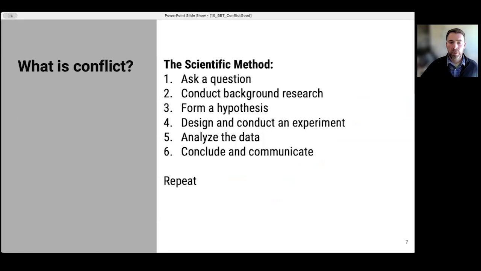This is how I would define it. You ask a question, you conduct some background research. Based on that question and the findings in the field before this, you form a hypothesis. You design and conduct an experiment. You analyze the data, and then you conclude whether or not your question was correct or not. You then communicate that to others.